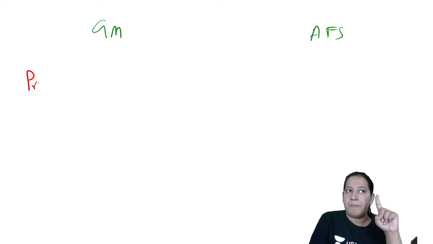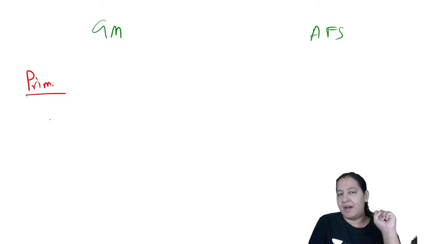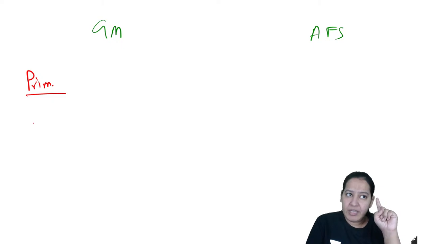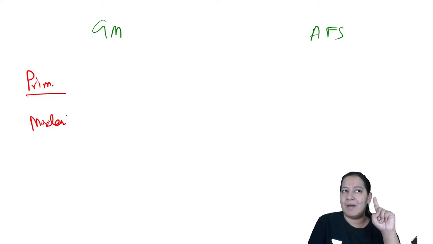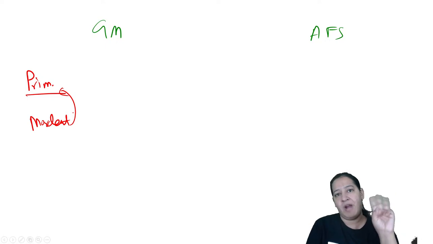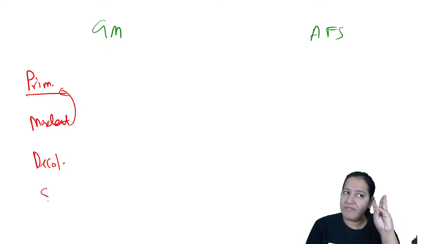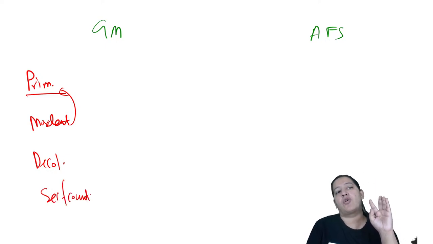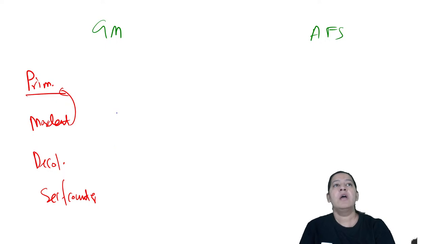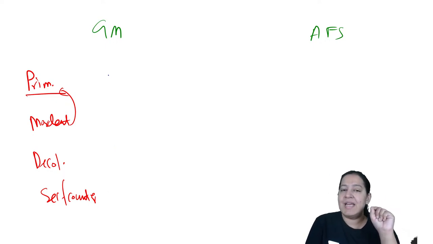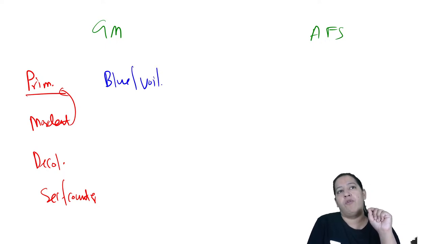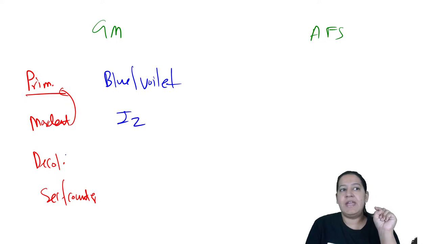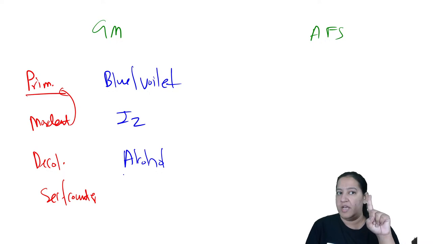First is the primary stain: we add a primary color, primary dye. Then we use a mordant. A mordant fixes the primary dye inside the bacteria. Then we use a decolorizer, and then a secondary or counter stain. It is different for both. For gram stain, the primary stain is any stain which is blue or violet in color, the mordant is iodine, and the decolorizer is ethanol.